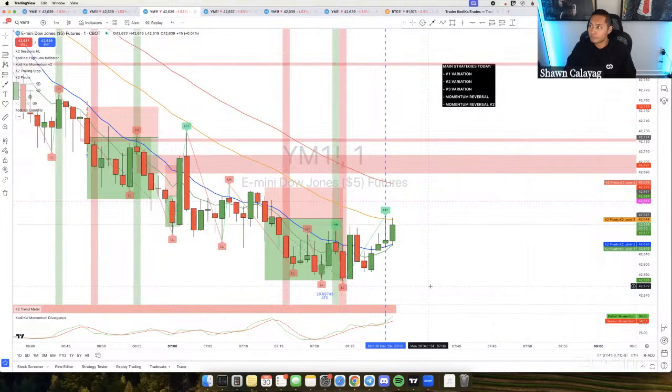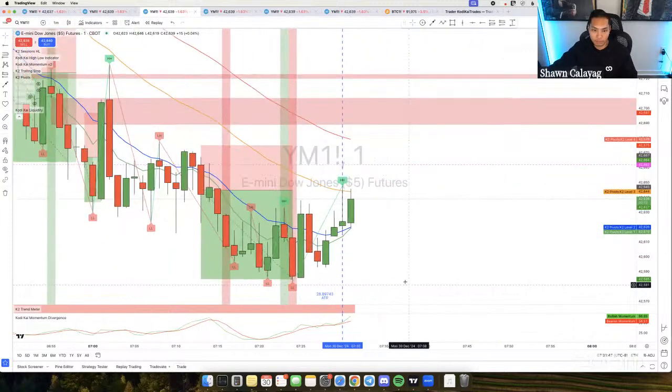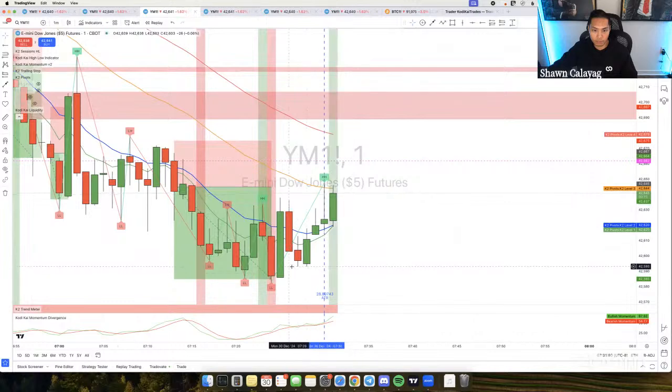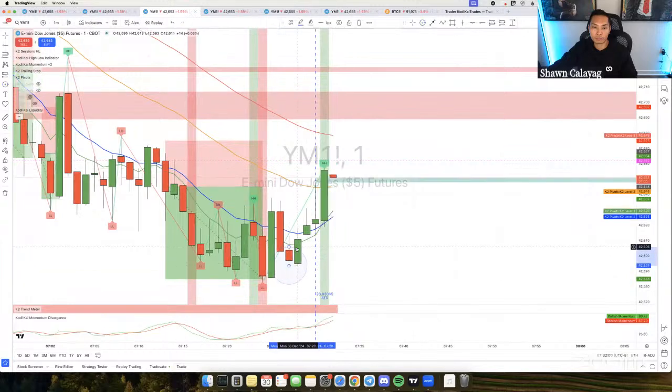Let's see. Sam said he's buying the V1 again. Where'd you get the V1 at, Sam? I'm trying to see. Oh, this one right here. Okay. So I'm assuming you took this double wick right here. Double wick rejection.